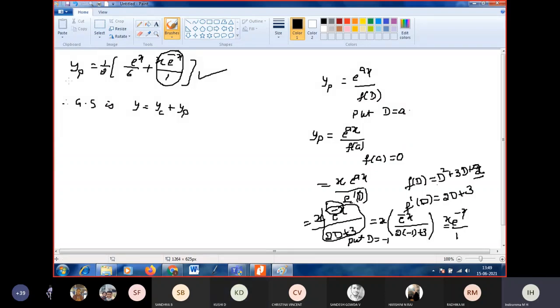Next, therefore y is equal to, substitute. What we got as yc? C1 e to the power of minus x plus C2 e power minus 2x.